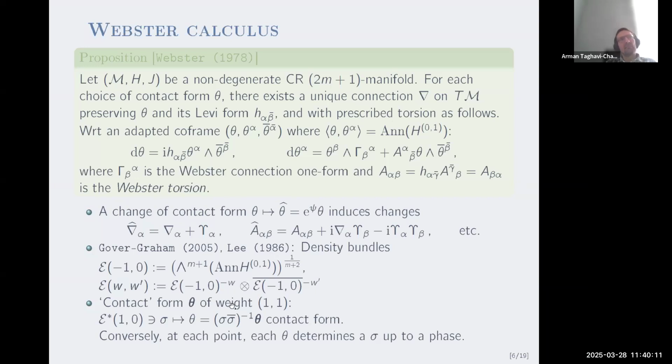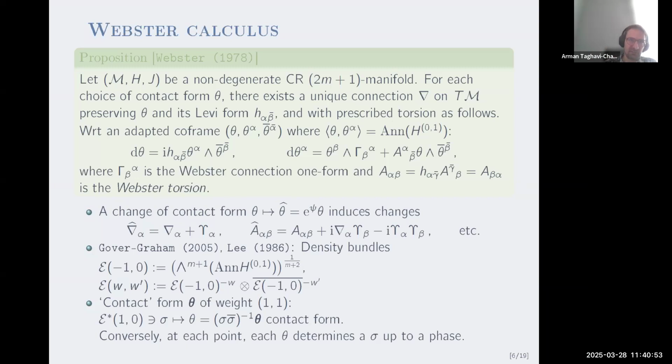So the weight (1,1) is rather special. I don't want to go into too many details, but one can show that if I choose a nowhere vanishing density of weight (1,0), which I call sigma here, I can pair it with its complex conjugate. This gives me a density of weight (1,1), which is real. And we can show that this is actually equivalent to a choice of contact form.